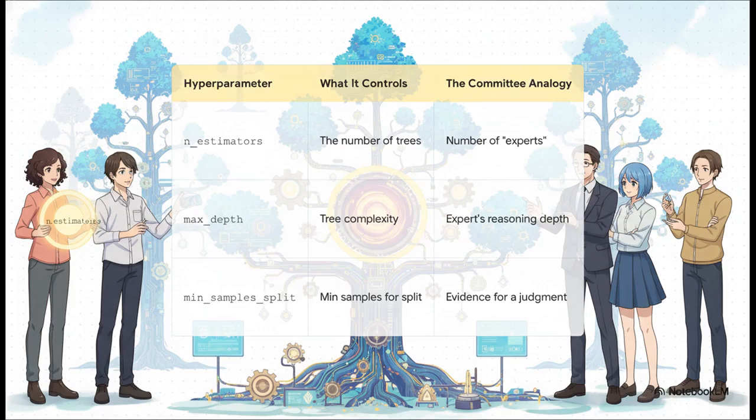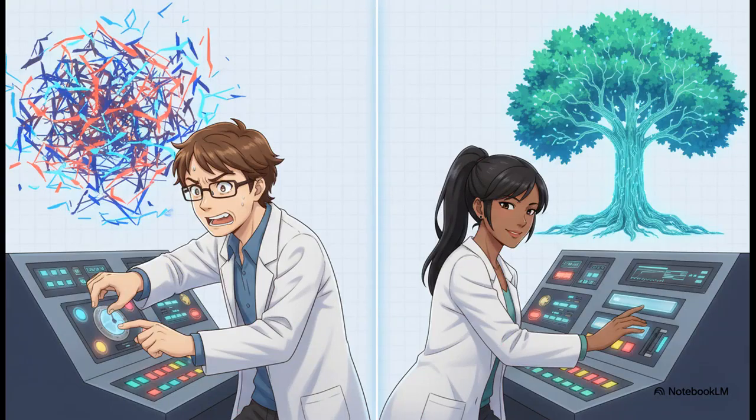Second, max depth. This controls how deep or complex each individual expert's reasoning can get. Too deep and they might start overthinking things. And third, min sample split. This is like setting a ground rule for how much evidence an expert needs before they're even allowed to form an opinion. But here is the real kicker with Random Forest. While tuning can definitely squeeze out that last bit of performance, one of its greatest strengths is that it's less sensitive to these settings than a lot of other complex models. It gives you a strong, reliable baseline result really quickly, and that is just incredibly valuable.